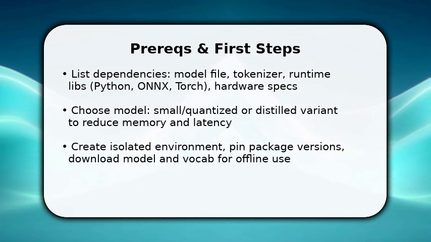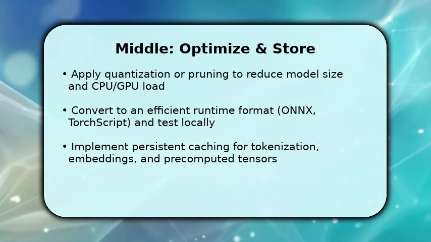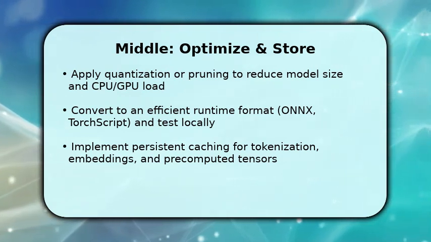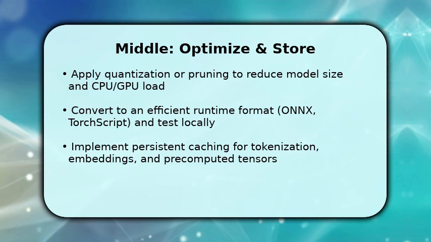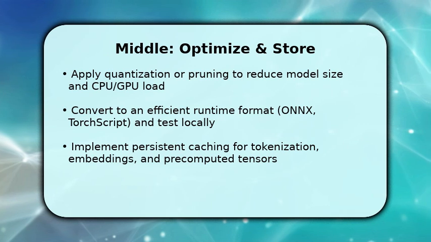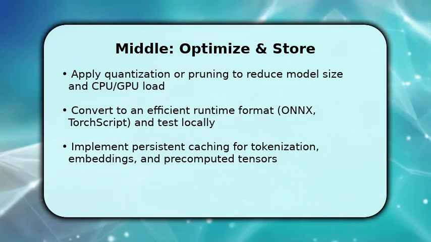Now optimize the model for offline constraints so it runs reliably on limited hardware. Quantize or prune to shrink size and lower inference cost, then convert to an efficient runtime format like ONNX or TorchScript so execution is portable. Test speed and outputs locally. If mismatches occur, adjust calibration.